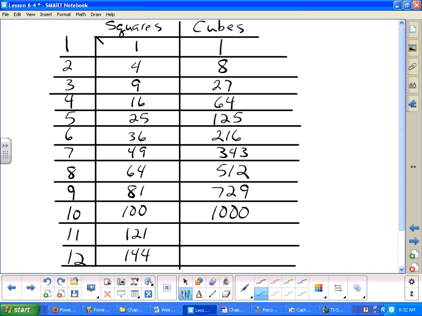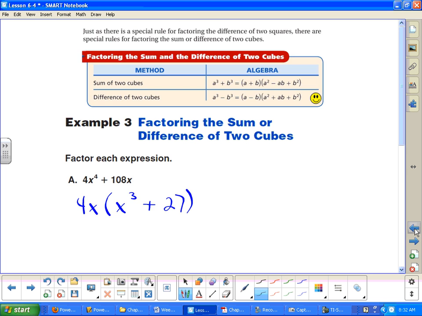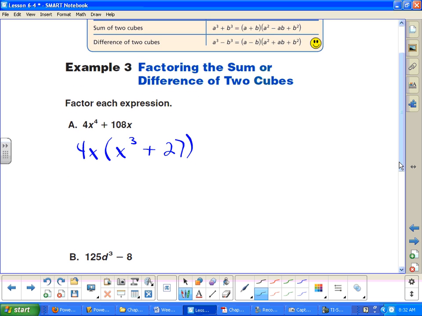So, it's important to have these somewhere where you can easily access them, because when we're solving problems where it's the sum or difference of two cubes, I need to be able to recognize, is this number here, 27, a cube? And if I have easy access to a sheet with the cubes on it, I can find it really quickly. So is 27 a cube? Yes, it's 3 to the third power.